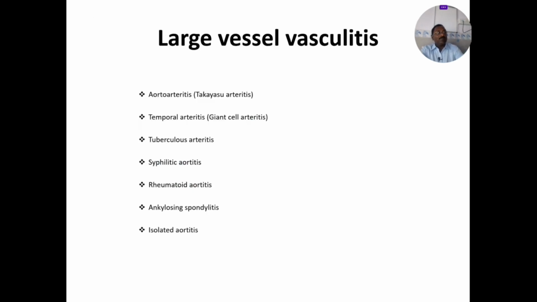So these are the large vessel vasculitis in our Indian population. Takayasu is very common, I told you. Giant cell arteritis in elderly individuals, not that common. Tuberculous arteritis is very common in our Indian population. Syphilitic aortitis, nowadays we are not seeing much. Rheumatoid aortitis, because of the rheumatoid arthritis, vasculitis. Again, rheumatoid arthritis is a very common disease in our Indian population. Ankylosing spondylitis is very common in young individuals, especially the males with your bamboo spine, and isolated aortitis.